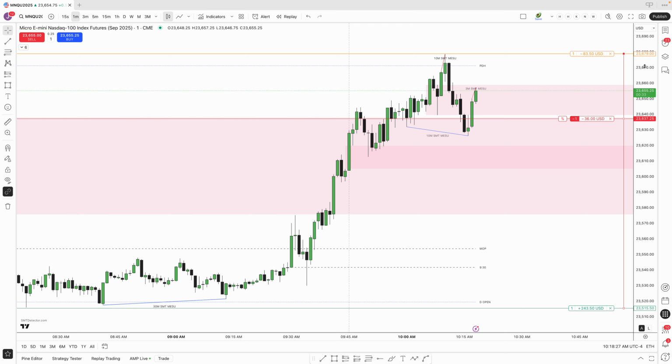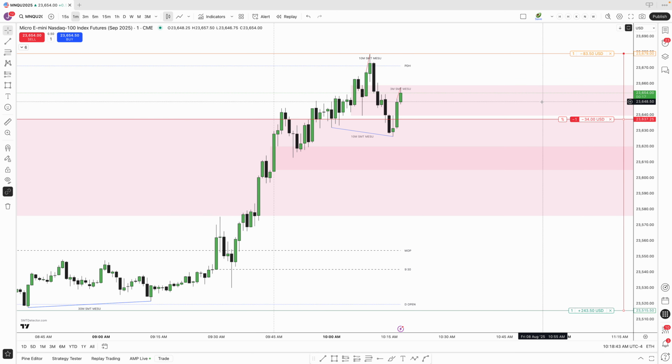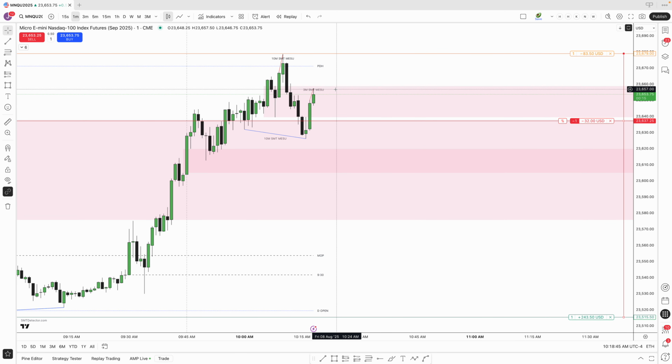So YM's moving lower. ES and NQ sort of retracing here. Now there is a 3-minute SMT between NQ and ES within this PD array. So if we roll down from that, I could drag the stop. But until then, the stop remains at the high.